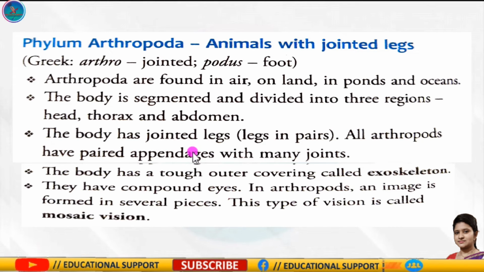The body has jointed legs, legs in pairs. All arthropods have paired appendages with many joints. The body has a tough outer covering called the exoskeleton. So this line is very important. And arthropods have compound eyes. An image is formed in several pieces and this type of vision is called mosaic vision. So this line is important and this term is also important. You have to remember this term.